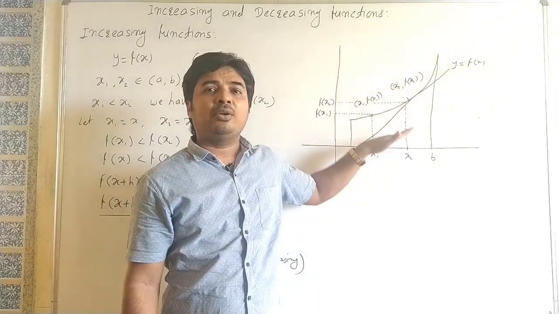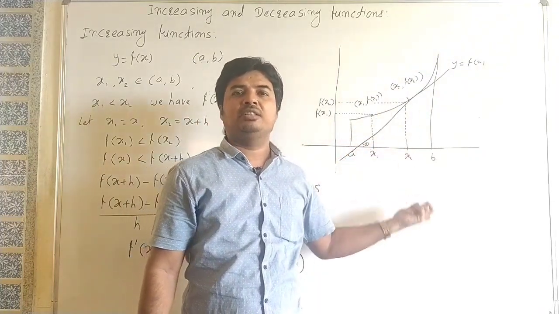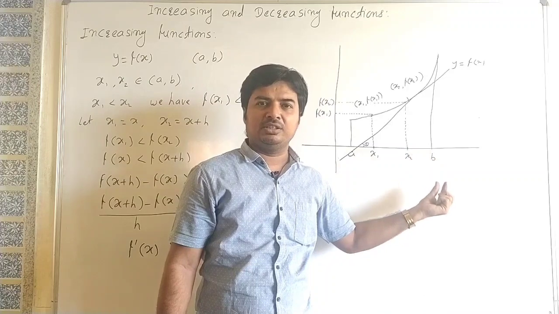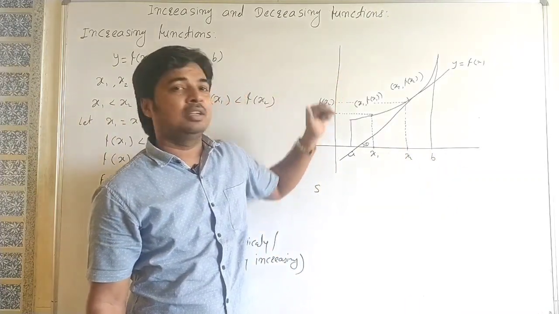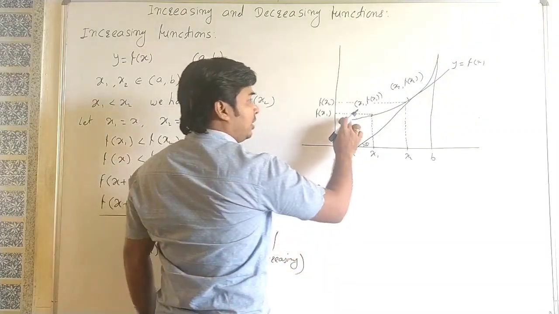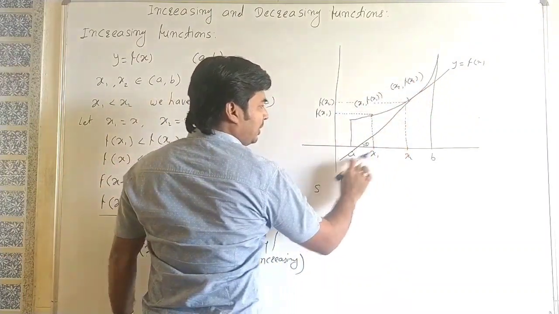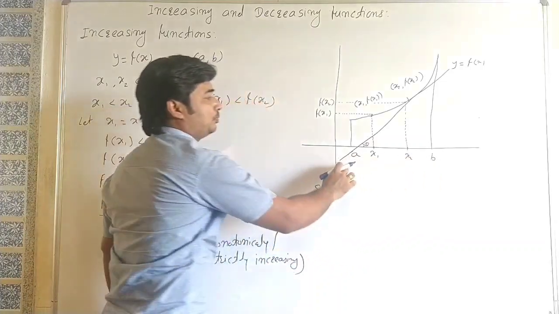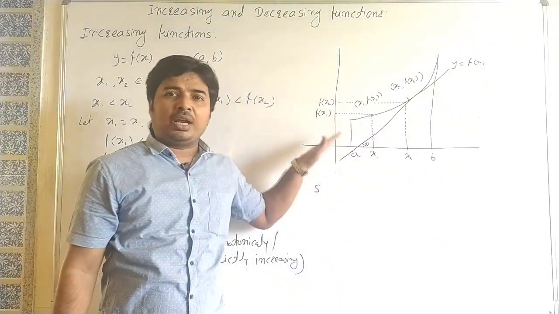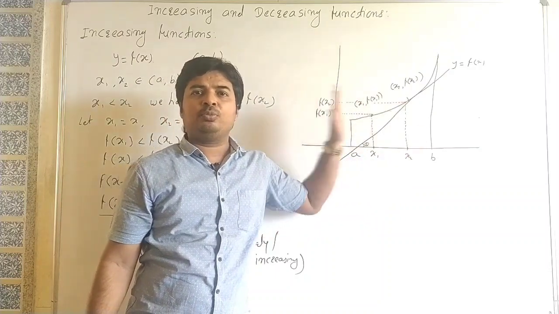Theta is an acute angle, therefore tan theta is greater than 0, and tan theta greater than 0 means slope is greater than 0, and slope greater than 0 means derivative is greater than 0. Here we can draw any tangent in between a comma b. We can draw any tangent in between a comma b that makes an acute angle with positive direction of x-axis.